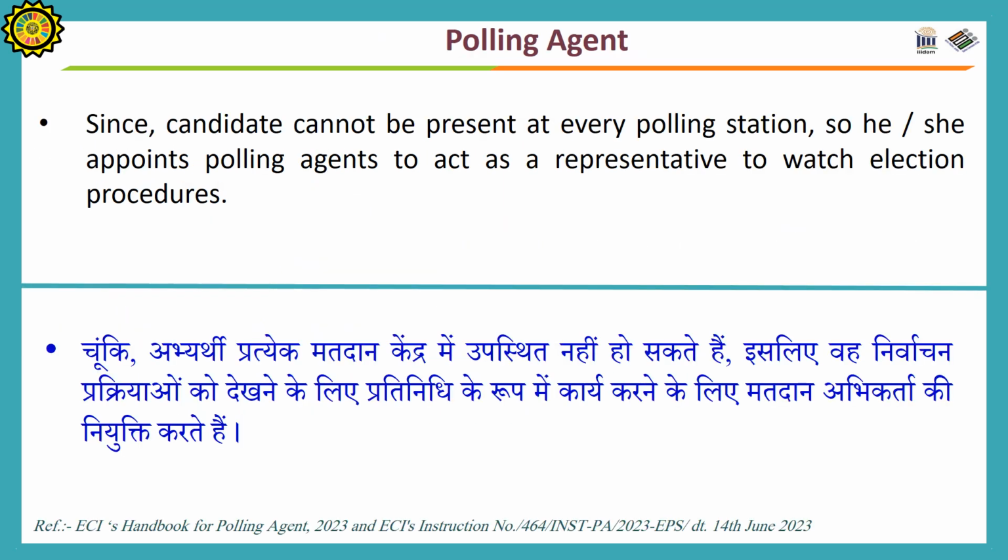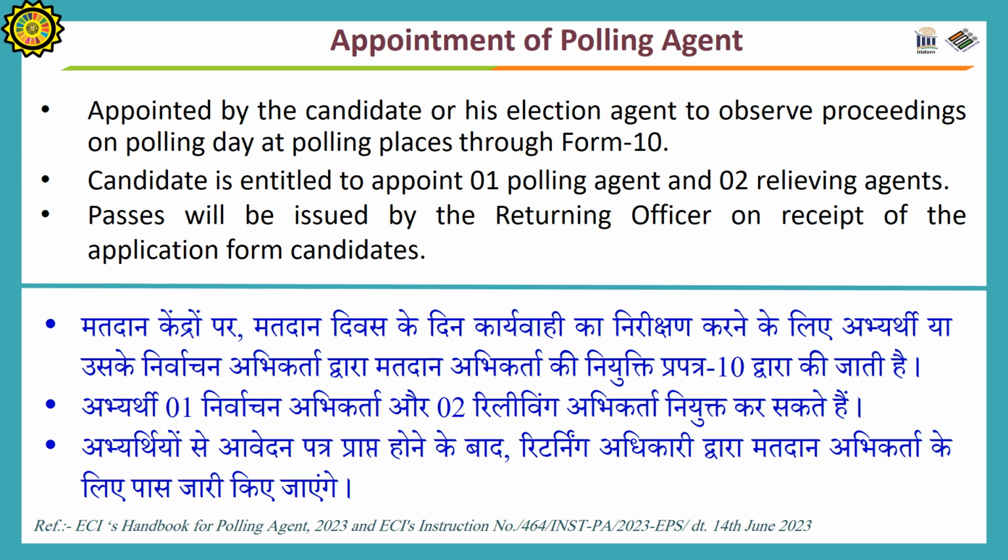Polling agent. Since a candidate cannot be present at every polling station, he or she appoints polling agents to act as representatives to watch the election procedure. Appointment of polling agent. They are appointed by the candidate or his election agent to observe proceedings on the polling day at the polling places through Form 10.